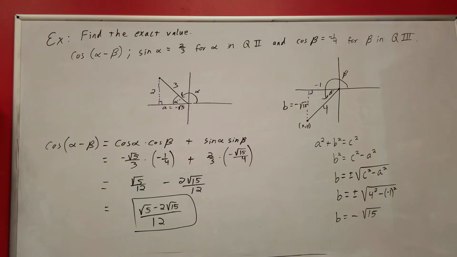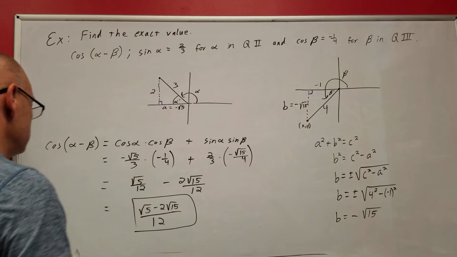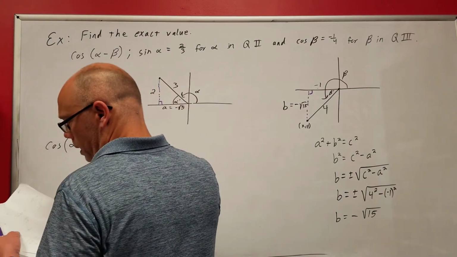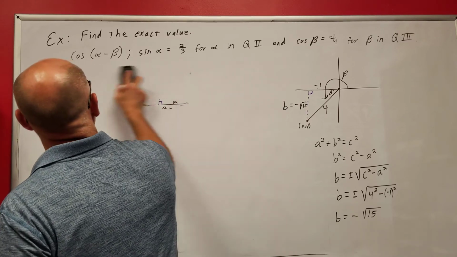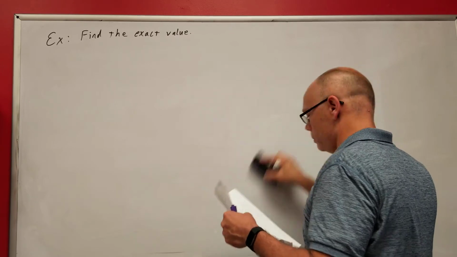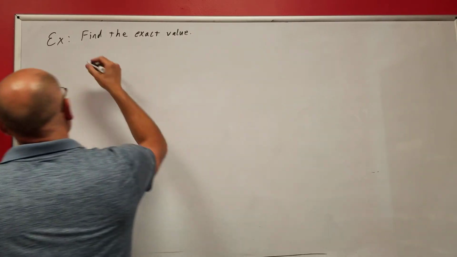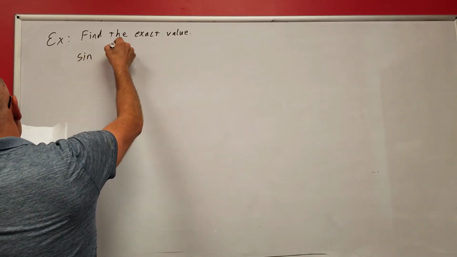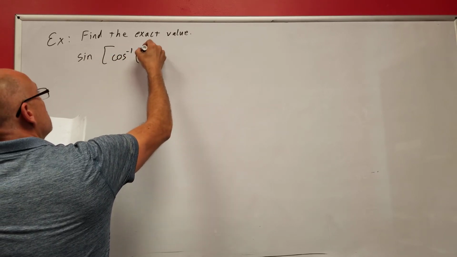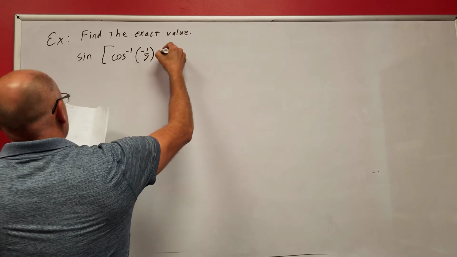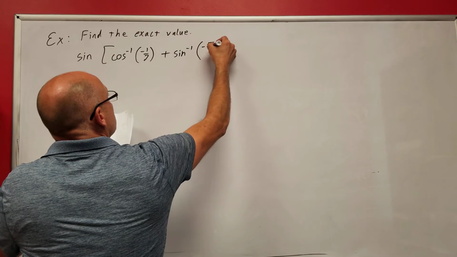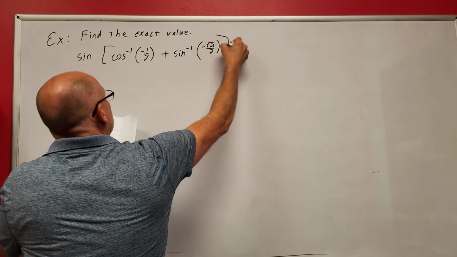Alright, let's look at our next example. Next one is, find the exact value. Alright, so they want the exact value again. And we have the sine of inverse cosine of negative 1/2 plus the inverse sine of negative square root of 2 over 2.